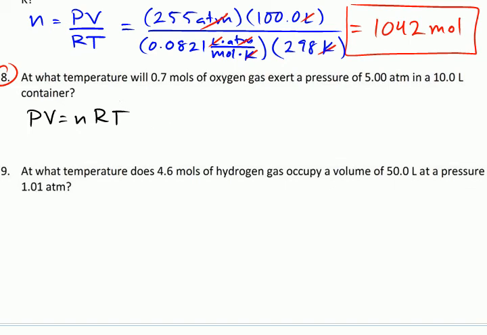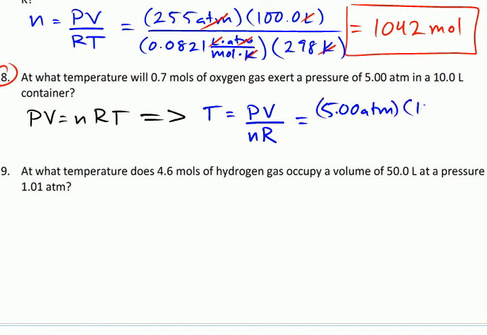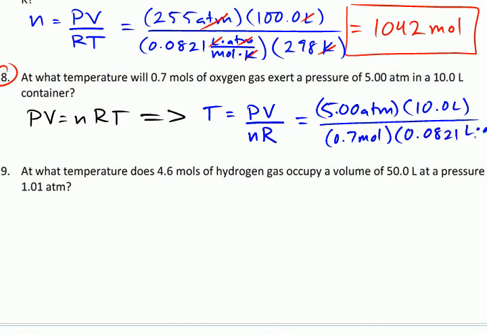So we do a little bit of algebra. We'll get T equals PV over nR. Okay. So our pressure for this gas is 5 atmospheres. Our volume is 10 liters. n, our moles, is 0.7 moles. And R is 0.0821. It's a constant, always going to be the same.